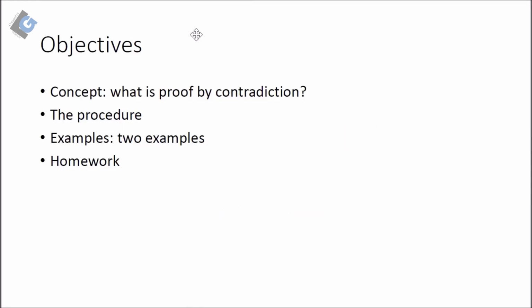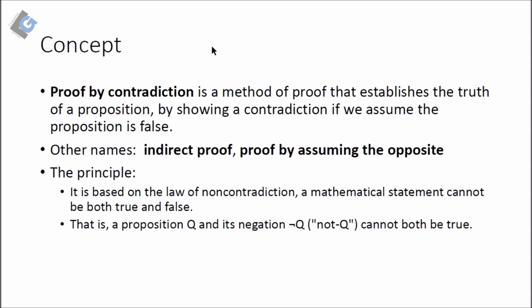So today the objectives are: first, I will talk about what proof by contradiction is, the concept. Then I will explain the procedure and how to use this technique to complete a mathematical proof. And then I will give you two examples. And finally, give you a homework after doing a summary. So let's start.